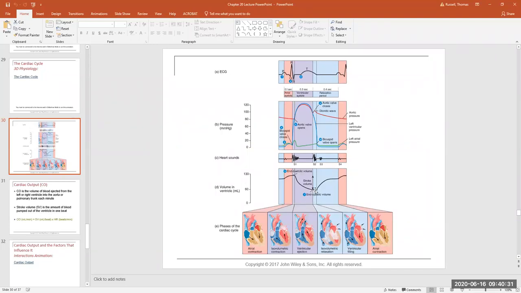So the blood that is left in the ventricle at the end of ventricular systole is called the end systolic volume. So if you subtract the ESV from the EDV, you then know how much blood volume was ejected out of the ventricle on that one beat. And that's called the stroke volume.